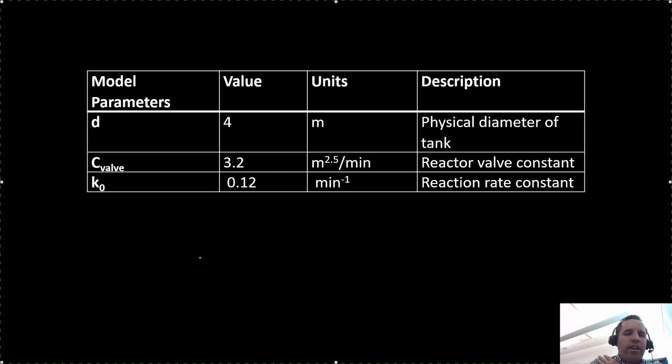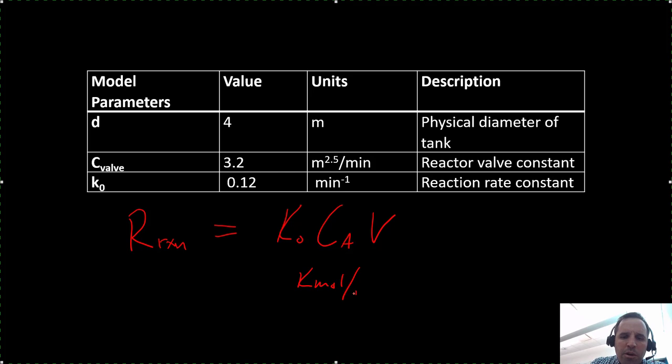All right, we are working with a reactor tank that has a diameter of 4 meters, a valve constant of 3.2, and then this K0. Specifically, this K0 is our reaction rate constant. That's a constant that describes how fast our reaction is going to go. So our reaction rate law is going to look something like this. The rate of our reaction is going to be equal to this K0 multiplied by the concentration of A multiplied by the reactor volume. Looking at all those terms, this is going to have units of kilomoles per minute collectively.